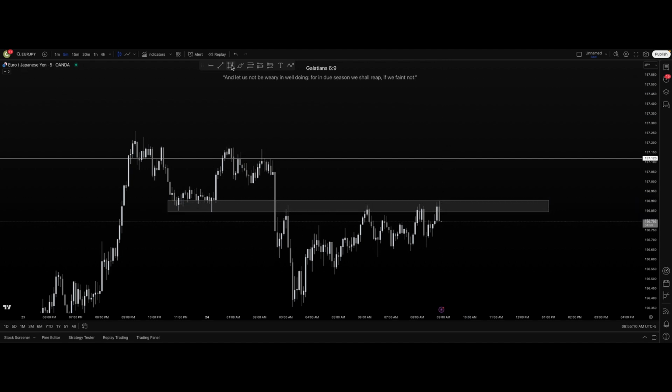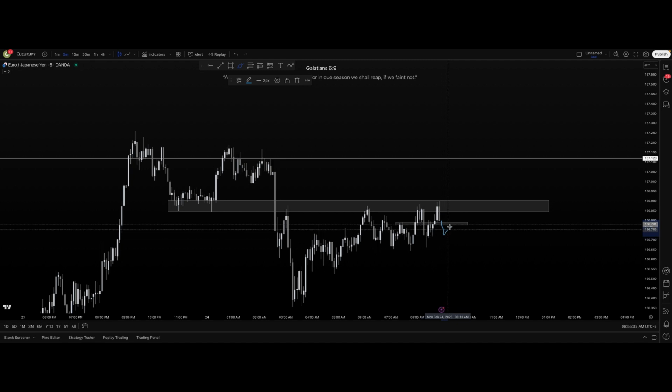If that's not the case, there's also a minor area right here that I want to identify. So it wouldn't make any sense for me to get in any sells right this second. It's not a good setup to prevent a loss. So for me, I would rather wait until price breaks below here.